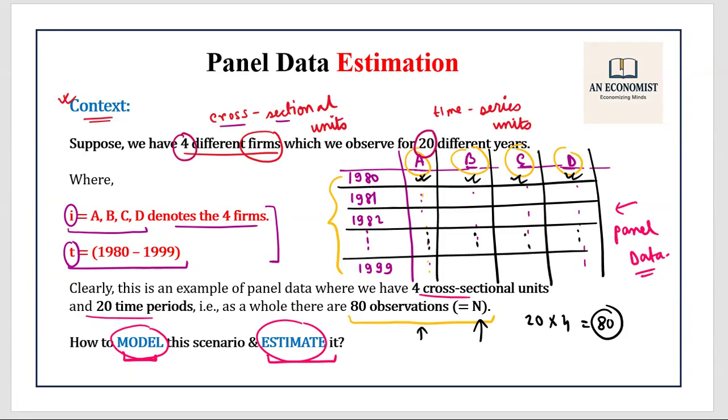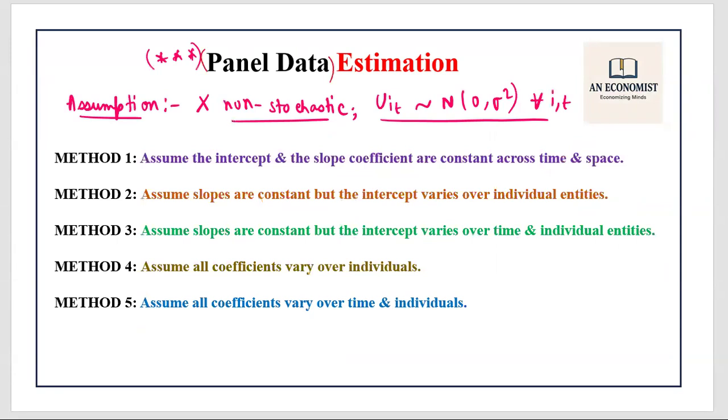So we have taken four different entities and 20 different periods, giving 80 observations altogether. On the basis of this data set, there are five different methods in which you can estimate this model. In the previous video, we discussed in detail method number one, the pooled OLS regression, where we assumed that both the intercept and the slope coefficients are constant across time and space. So this portion is done.